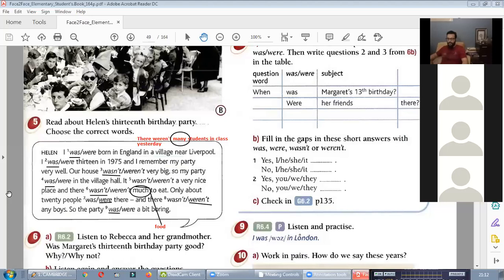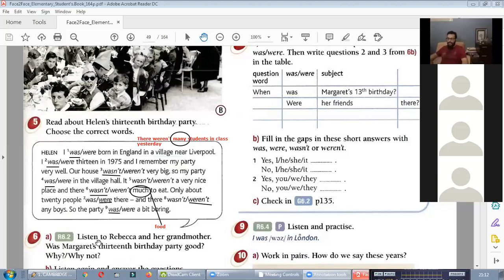Only about 20 people were there, and there weren't any boys, so the party was a bit boring. Okay. All right, so this was Helen's birthday. This is Helen's 13th birthday. So it doesn't look like lots of fun.